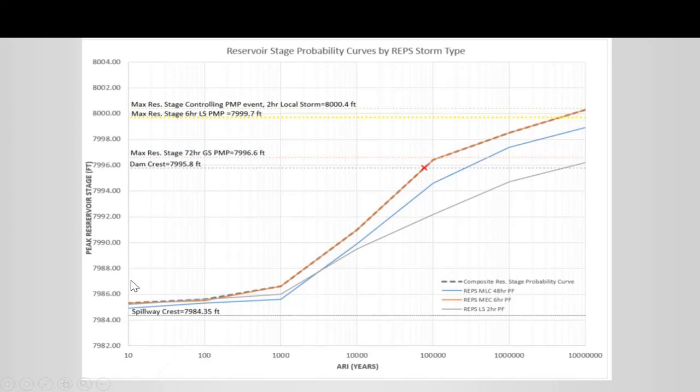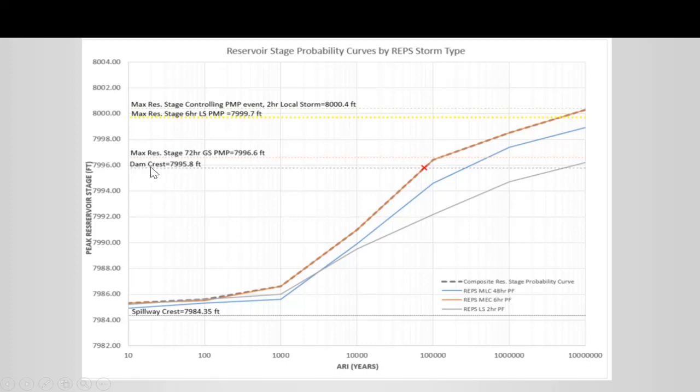Here we've plotted reservoir stage on the y-axis and annual recurrence, or average recurrence interval, on the x-axis, which is just the inverse of annual exceedance probability. So we're looking at 10-year, 100-year, 1,000-year, 10,000-year, etc. And then we can plot different key elevations as horizontal lines.